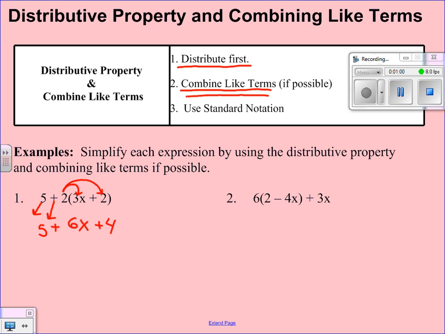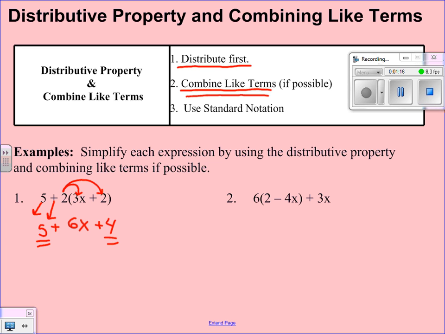Looking at our first example, I notice that I have a 6x term, but I don't have any other x terms. So I don't have any like terms. If I look at the 5 and the 4, those are like terms. I'm going to underline those to indicate that I'll put those together.